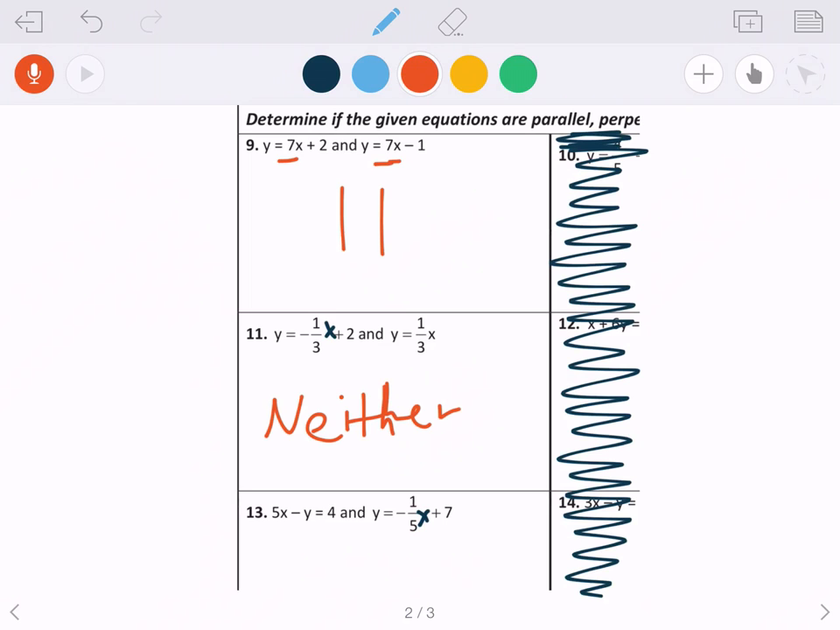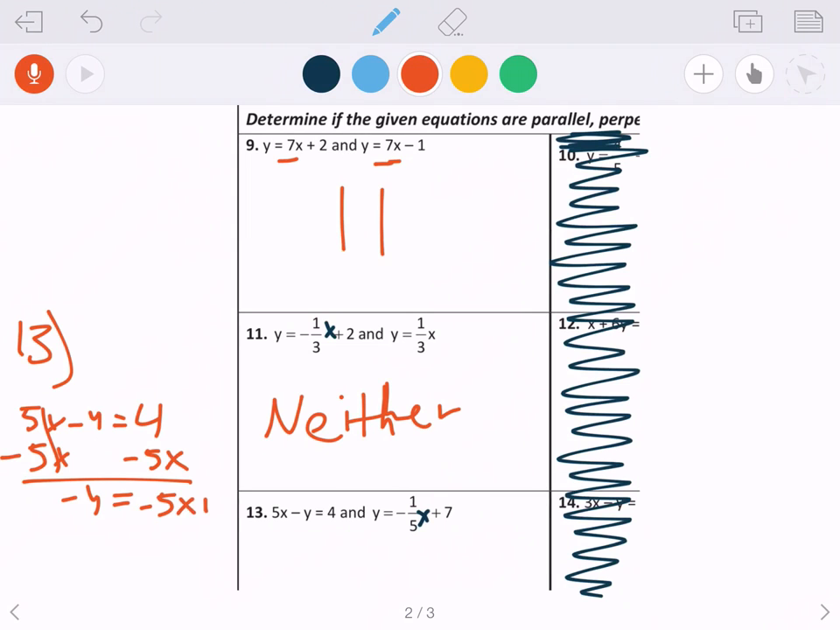So for number 13, like I mentioned, the second equation is already in slope-intercept, but the first one is not. So we have to do a little bit of work in order to get it into slope-intercept. So I am solving for y essentially. So I'm going to get rid of that 5x first. Now I don't want negative y, so I'm going to divide everything by negative 1. So I'm left with y equals 5x minus 4.